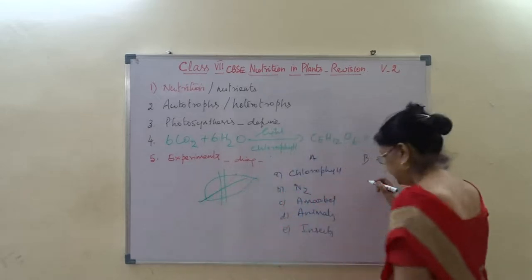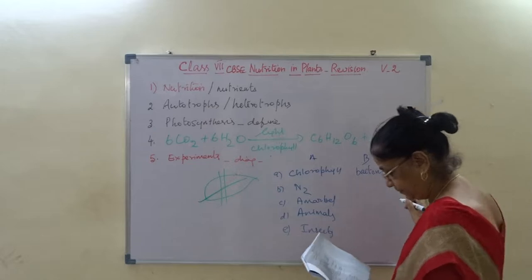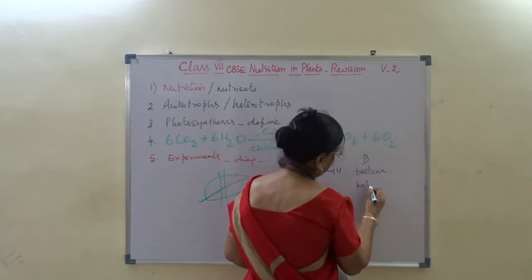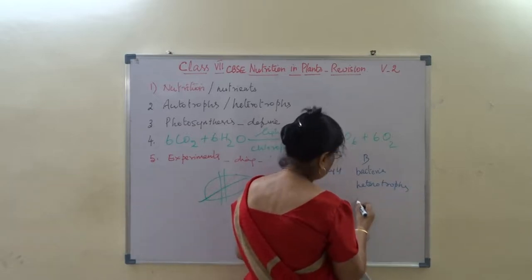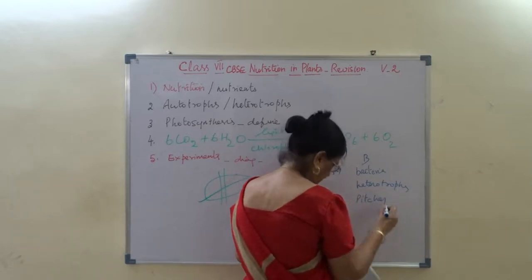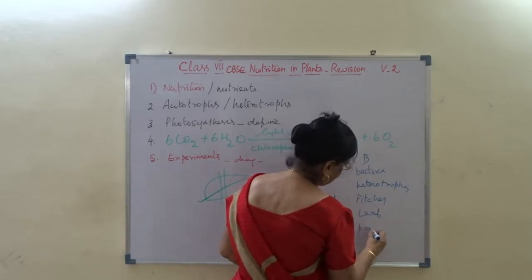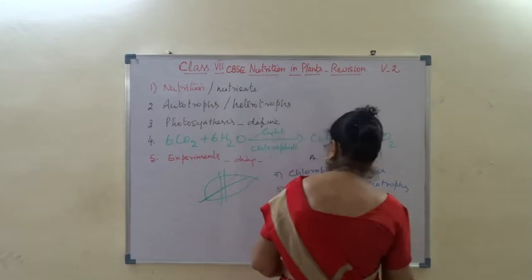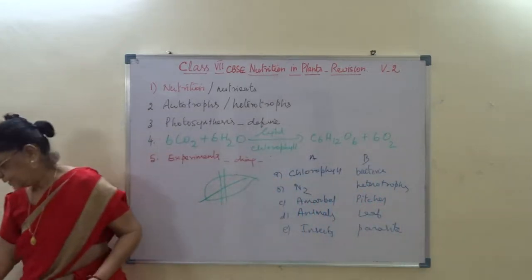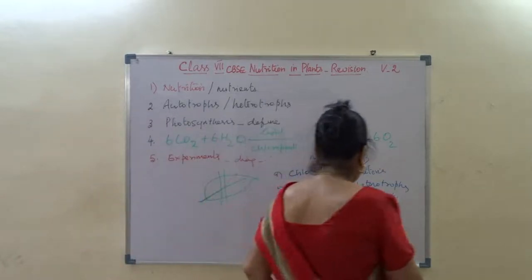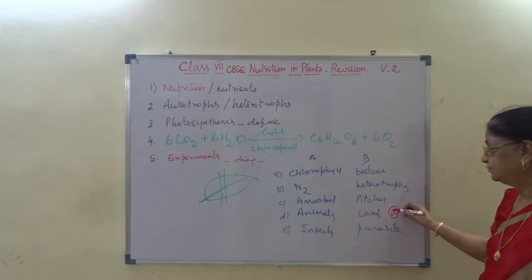Column B has bacteria, heterotroph, then pitcher plant, leaf and parasite. Now will you match? This is the matching column. Chlorophyll is present in the leaf.